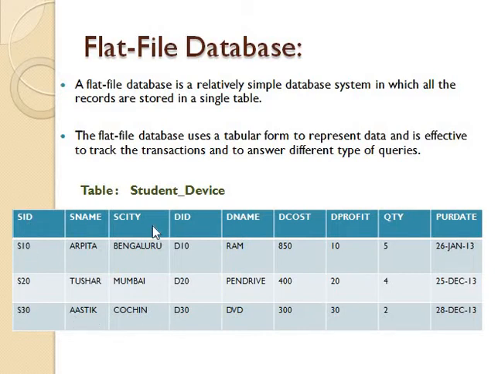Now if both pieces of information, that is the information pertaining to students as well as the information pertaining to the devices, are stored in a single table called student device, then it becomes a flat file database. So the flat file database uses a tabular form of this sort to represent the data and also to answer different types of queries associated with this table.